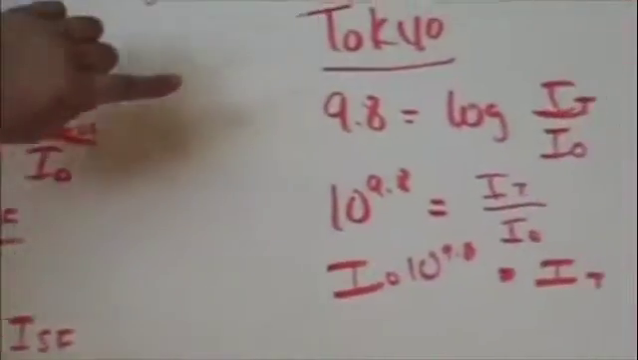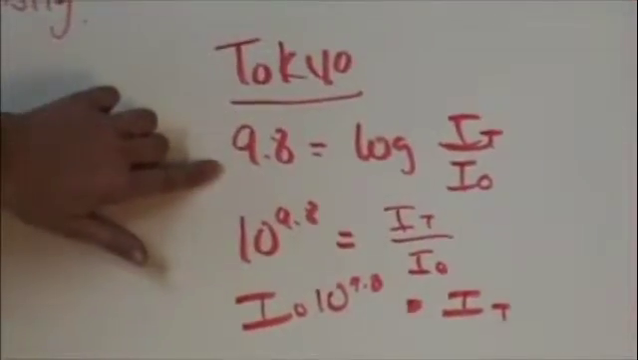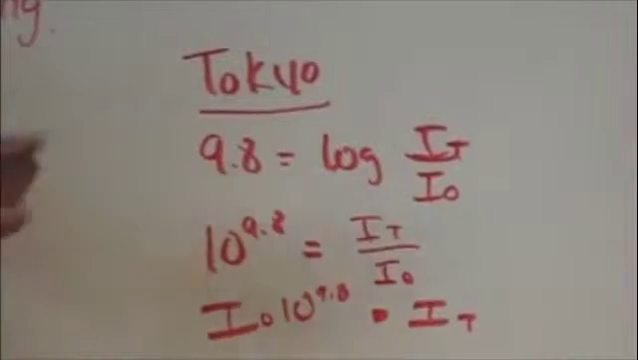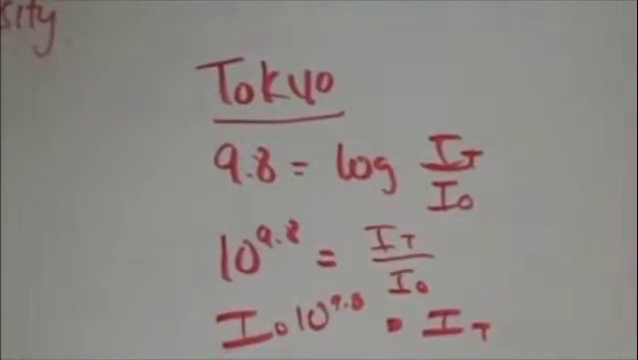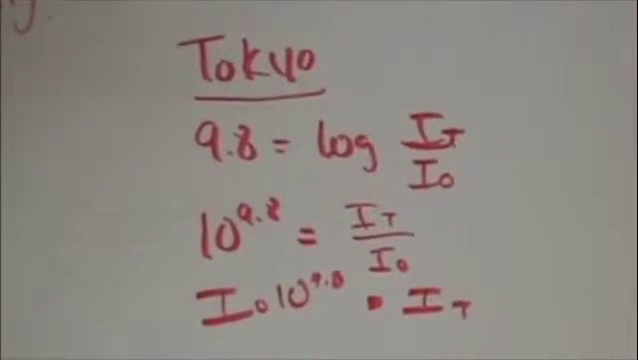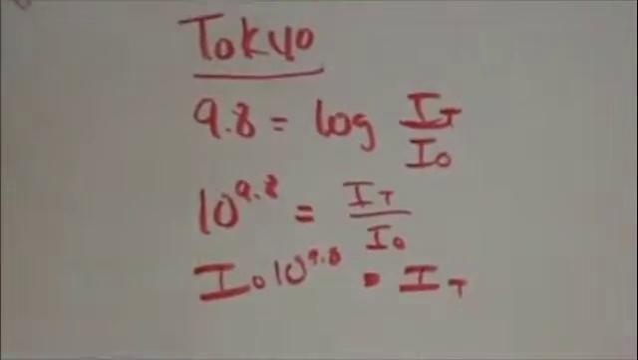Then for Tokyo, you do the same thing. It was a 9.8 on the Richter scale, and it equals log of the intensity of Tokyo over the intensity of the original. You change it into exponential form, and then you cross multiply again.